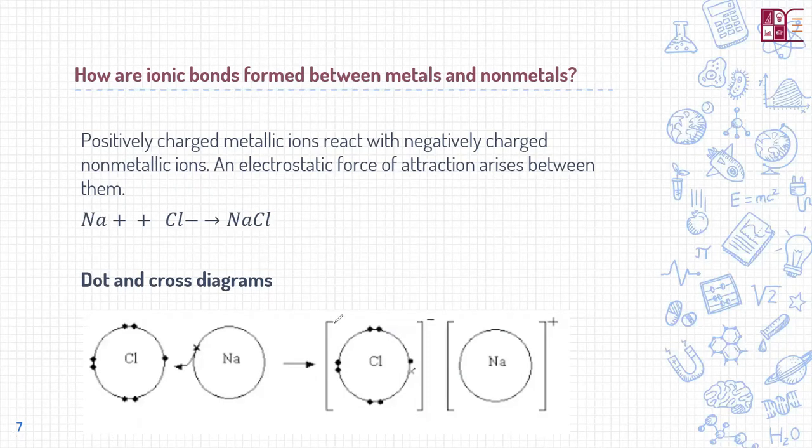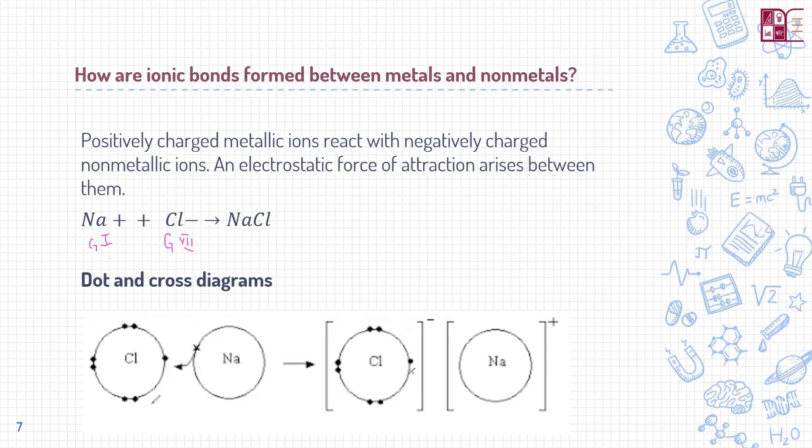So you see, for example, sodium, Na, is in group 1 and chlorine is in group 7. So it only has to lose its 1 electron. So it's just going to transfer its 1 electron to chlorine.